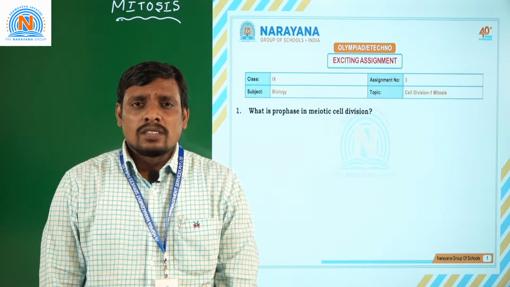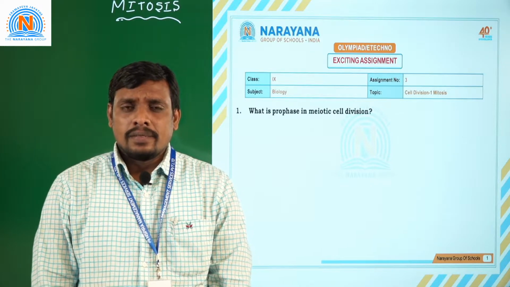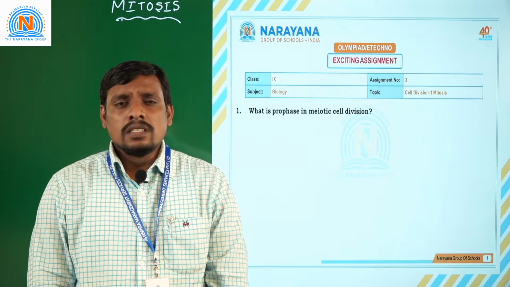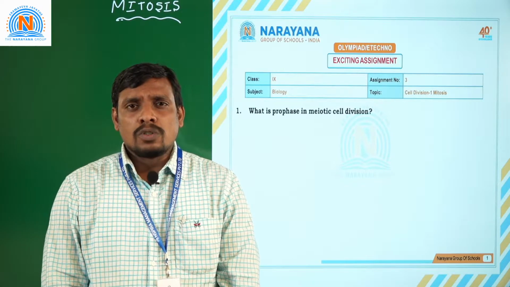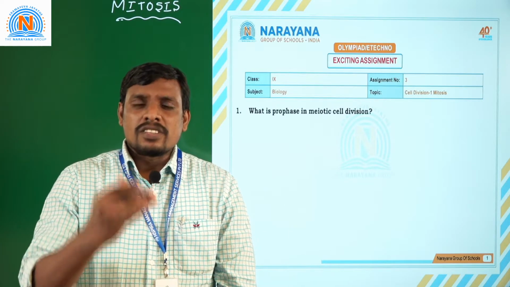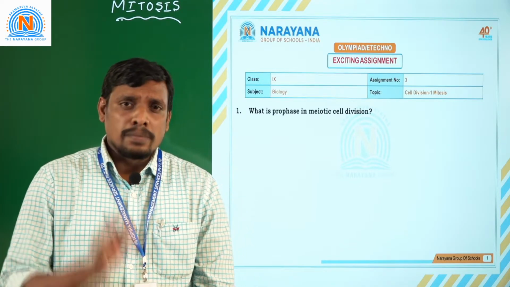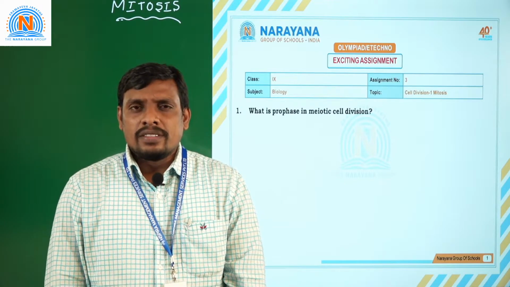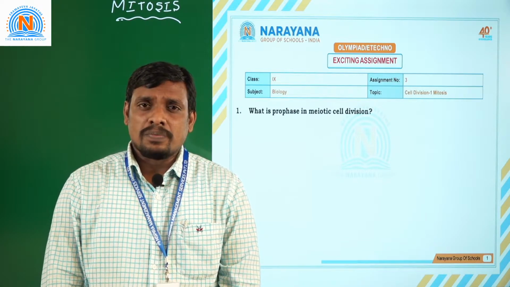In this session, I would like to discuss with you the assignment key. So let us see what we have learnt in the previous session. We have learnt about the beginning stage of mitosis and some introduction steps related to interphase in the previous session.